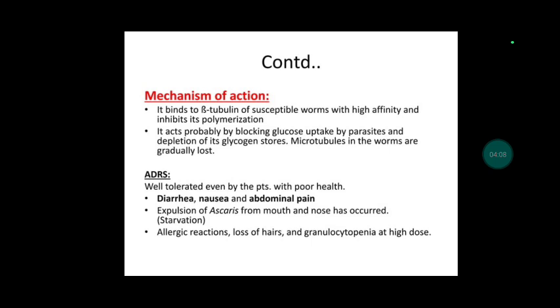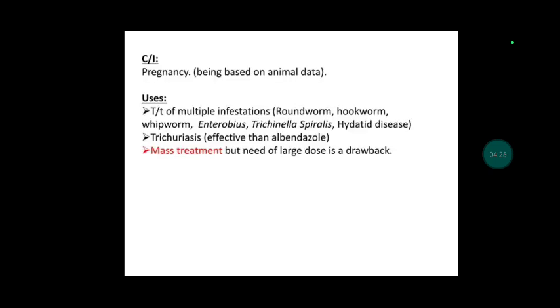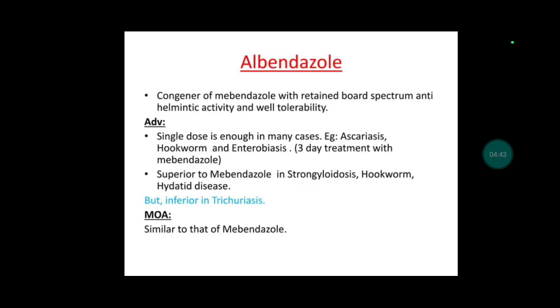Now, what are the adverse drug reactions of mebendazole? It is well tolerated even by patients with poor health. Diarrhea, nausea, and abdominal pain. Expulsion of ascaris from the mouth and nose has occurred. Also allergic reaction, loss of hair, and granulocytopenia at high doses. Next, what are the uses? Multiple infestations, that is roundworm, hookworm, whipworm, enterobius, etc. Hydatid disease. Trichuriasis, more effective than albendazole. Mass treatment, but the need for a large dose is a drawback.